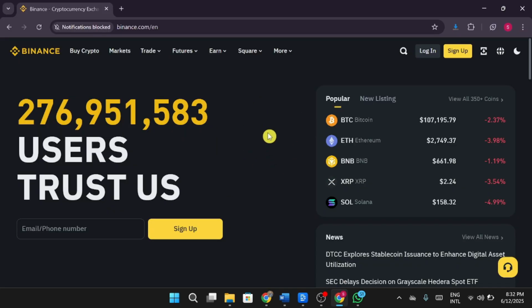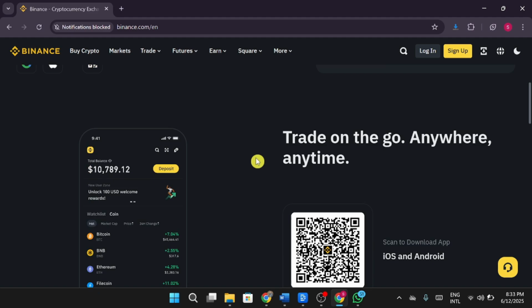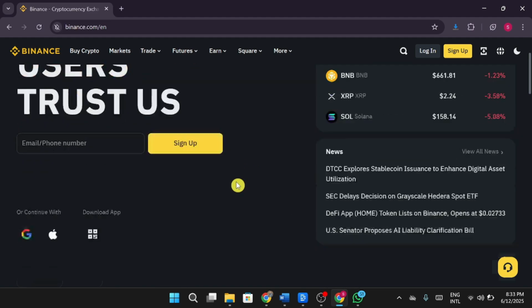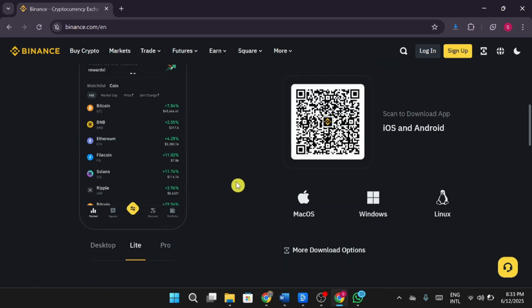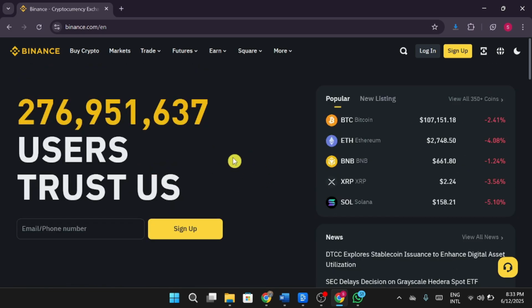Imagine a digital notebook that's shared across thousands of computers around the world. That's basically what a blockchain is, a public decentralized ledger. Every time someone makes a transaction, it's recorded as a block of data. These blocks are linked together in a chain, which is why it's called a blockchain.